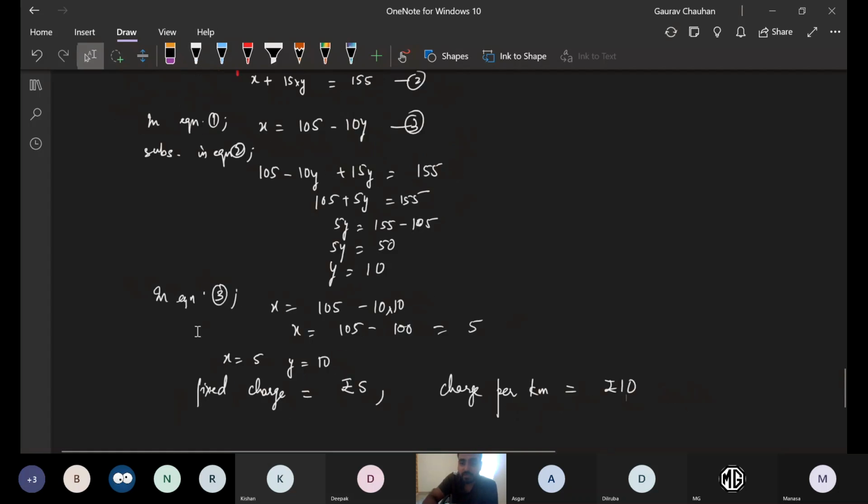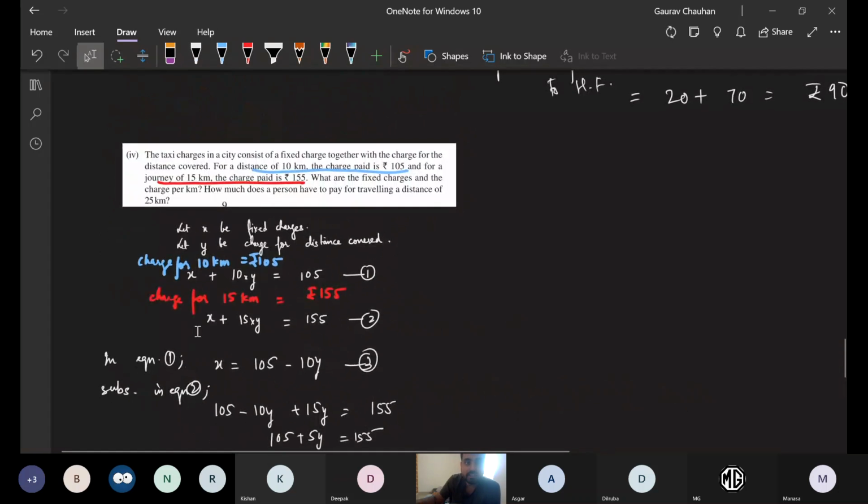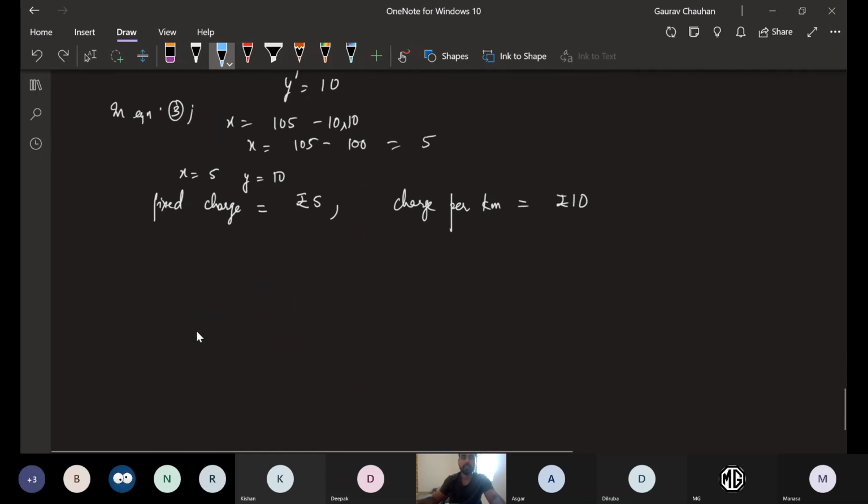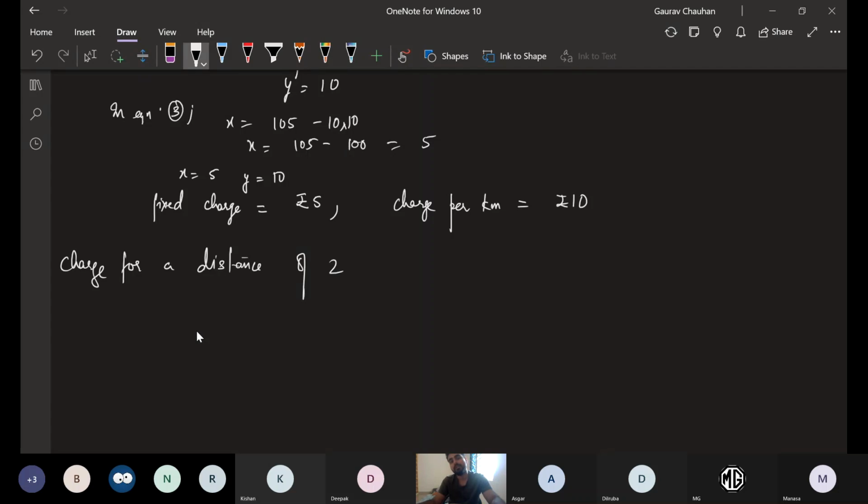Now, my important question is, what does the person have to pay for traveling a distance of 25 kilometers? Anyone would like to tell me that? For a distance of 25 kilometers, what will be the cost? How will I find that? Anyone? MG, go ahead.